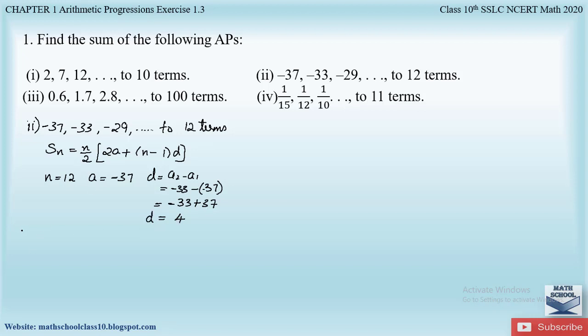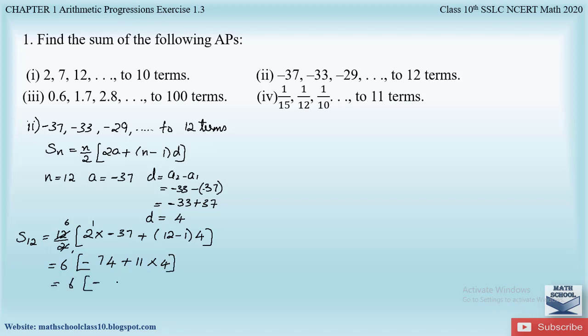Now let us substitute the values. S12 is equal to 12 divided by 2 into a, which is minus 37, plus, what is the n value? 12 minus 1 into d, which is 4. So 12 divided by 2 is 6, because 2 1s are 2, 2 6s are 12. Now let us multiply this with a minus sign. Plus into minus is minus. 7 2s are 14, carry 1, 3 2s are 6, 7. Again here, plus 12 minus 1 is 11 into 4. So this will be 6 into minus 74 plus 44.